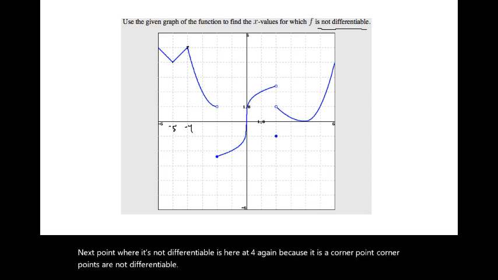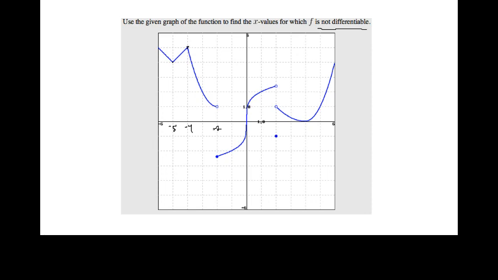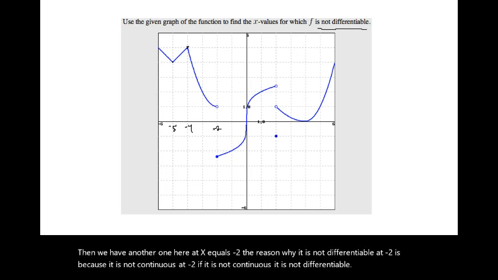Then we have another one here at x equals negative 2. The reason why it is not differentiable at negative 2 is because it is not continuous at negative 2. If it is not continuous, it is not differentiable. And the reason that it is not continuous is because the limit does not exist. The limit from the left does not equal the limit from the right.